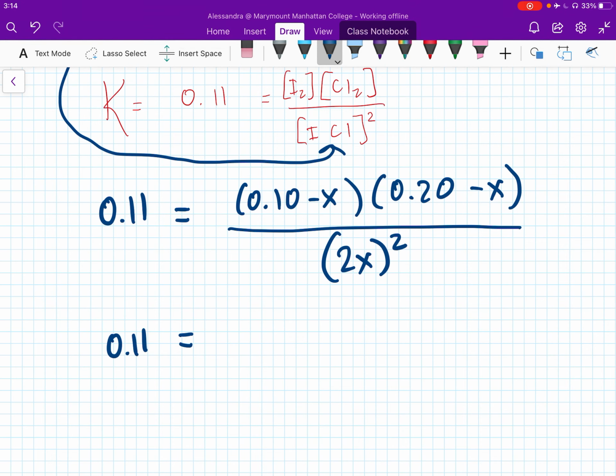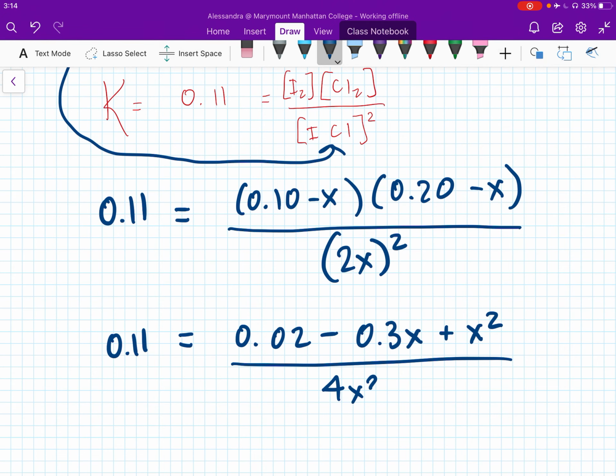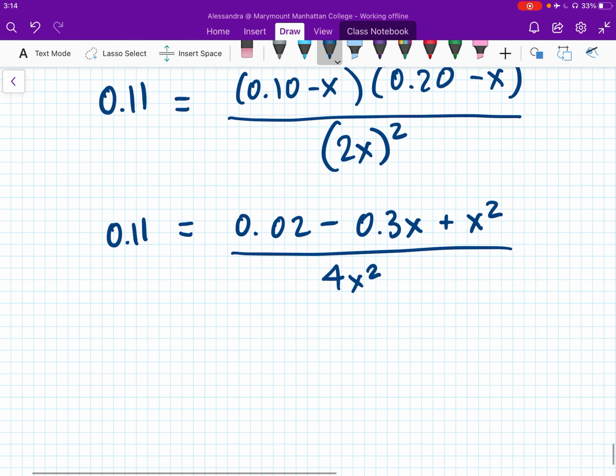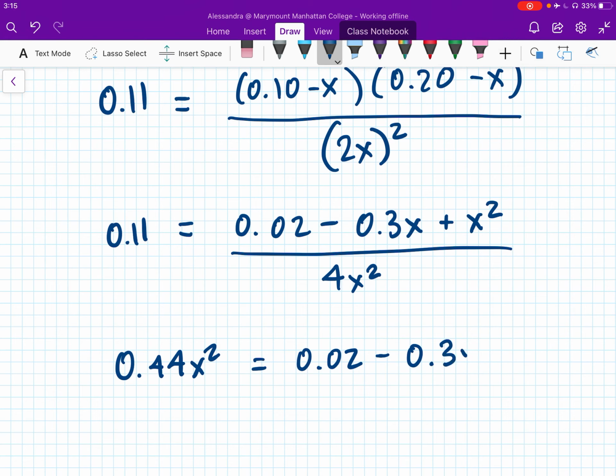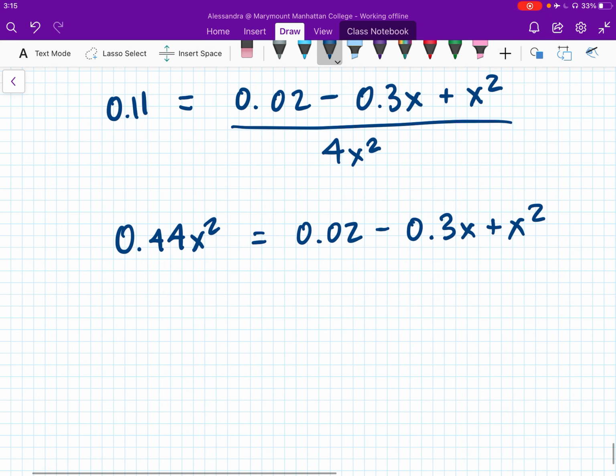So we need to distribute the terms in the numerator through each other, and that's going to simplify to 0.02 minus 0.3x plus x squared over 4x squared. So what you want to do is collect all of the terms on one side. So you're going to get 0.44x squared is going to be equal to 0.02 minus 0.3x plus x squared. You want to collect all the terms on one side and set it equal to 0, and then use the quadratic formula to solve it.